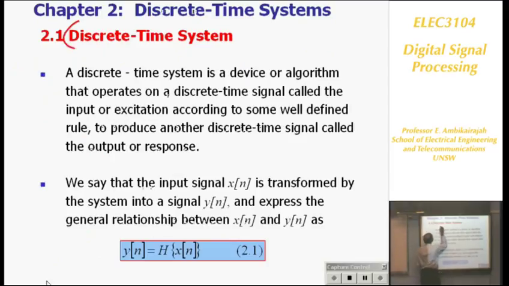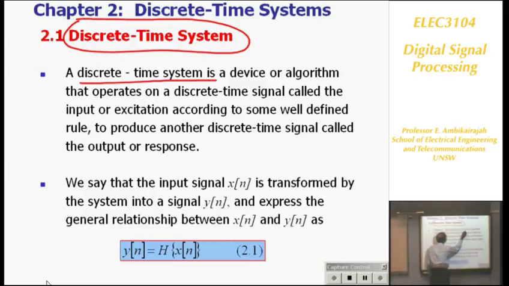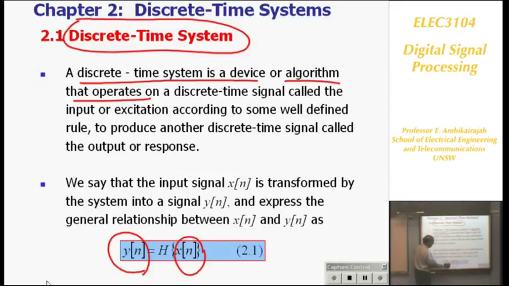So what does a discrete time system mean? A discrete time system is a device, or an algorithm, that operates on a discrete time signal. So you give an input, pass it through the system, and you get an output. Symbolically, y[n] is the output of a discrete time system, x[n] is the input of the discrete time system, going through the system H. So x is input, y is output, H is the system.